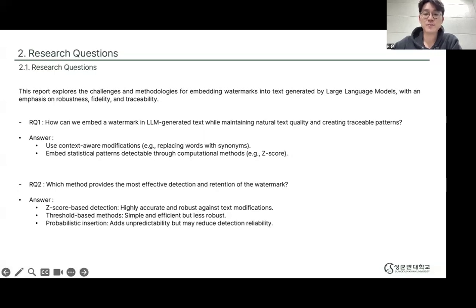Next, Byung-Yun will present from the methodology of our algorithm to the conclusion of our research.